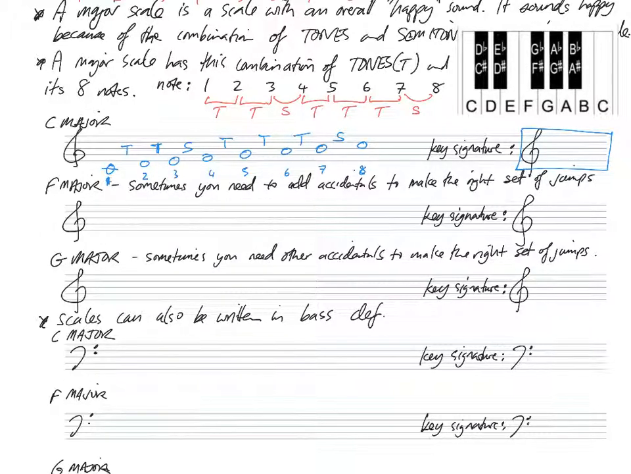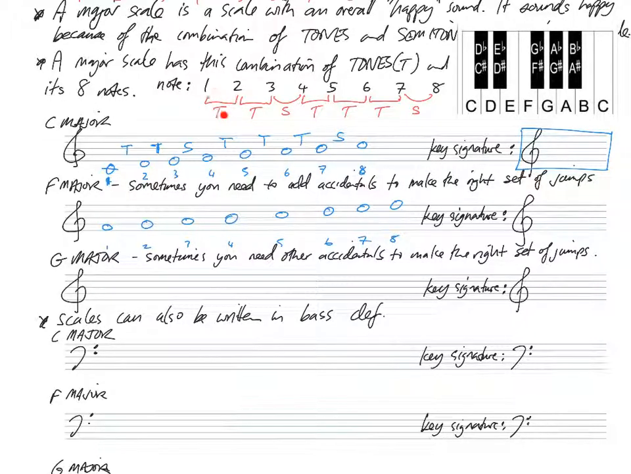Now F major, let's try that. Sometimes you need to add accidentals to make the right set of jumps. So let's draw an F major scale without any accidentals first. I'll start on F down low, G, A, B, C, D, E, and F. That's 1, 2, 3, 4, 5, 6, 7, 8 notes. So let's check that the jumps are correct.